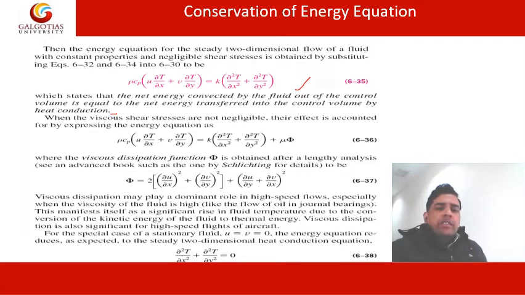And the viscous stresses, if we do not neglect them, their effect is counted by this equation, and the viscous dissipation function is obtained after a lengthy analysis, and we are only representing it in the form of the equation. And then in case of a stationary fluid, u and v are also 0, so the energy equation reduces and can be expressed as the two-dimensional heat conduction equation that we have earlier derived, and it can be represented by this equation.